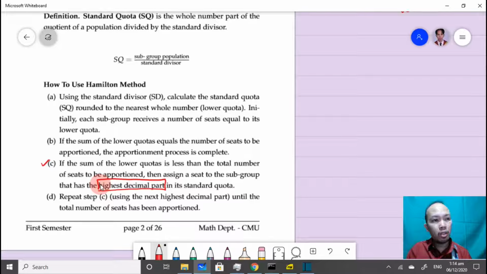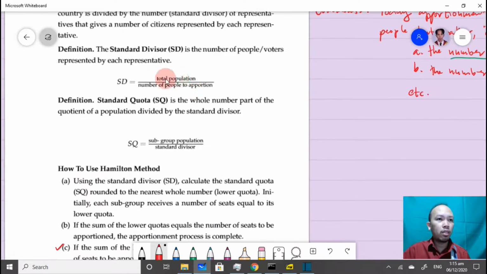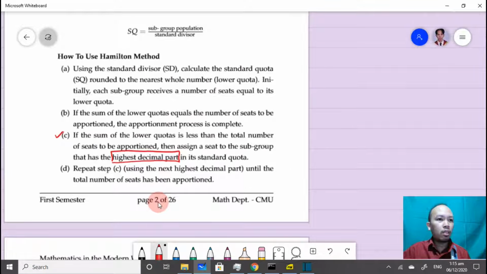You will only use C and D if the total number of representatives, or the denominator, the standard divisor, if the total number of seats to be apportioned is not reached. Then all you have to do is use letter C: get the highest decimal part and then add 1.